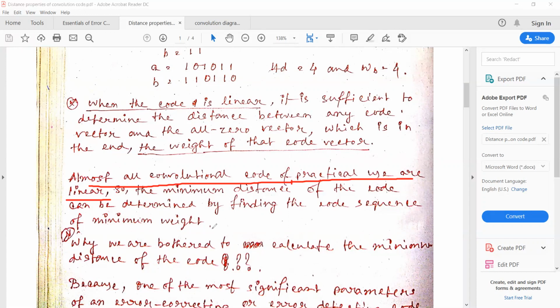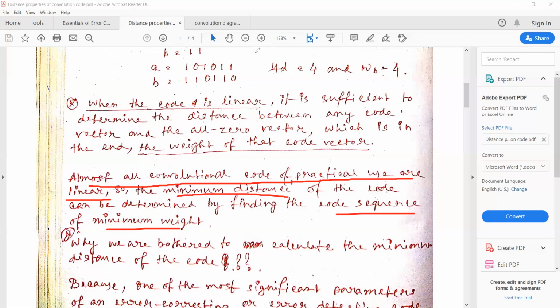Okay, so this is considered to be the same: when I'm calculating the minimum weight of any code, that will be the minimum distance, because the distance is being calculated with respect to the all zero code for the linear code sequences, because almost all convolutional codes of practical use are linear. So the minimum Hamming distance of the code can be determined by finding the code sequence of minimum weight.